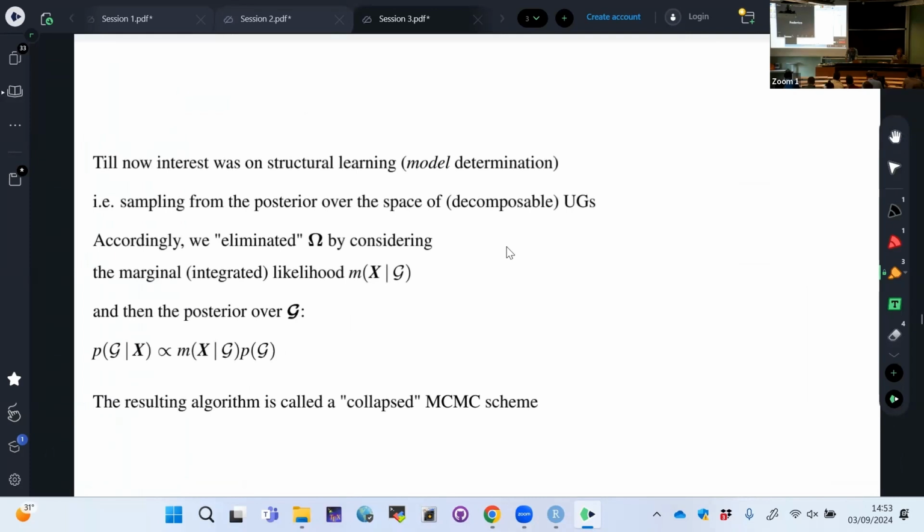Okay, it was an algorithm to approximate a posterior distribution over the space of graphs. Okay, so we were not interested in inference on the parameter, what we called omega, right? The precision matrix. And so we integrated out omega. Okay, alternatively, what we can consider is a joint posterior over the space of graphs and precision matrices, okay? Instead of integrating out omega.